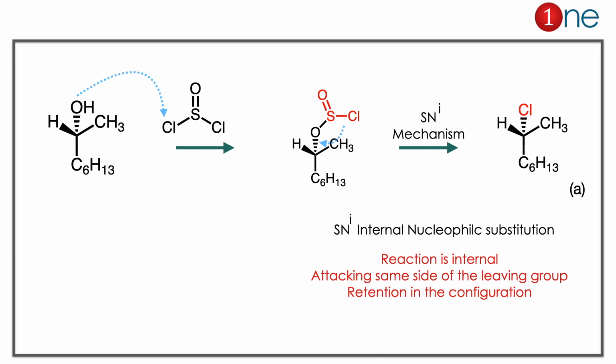Here you have to learn two important things. One is whenever you have alcohol and SOCl2, you might realize it's the SNi mechanism. Second thing is the mechanism has retention in configuration, where SN1 has racemic mixture, SN2 has inversion, SNi has retention.